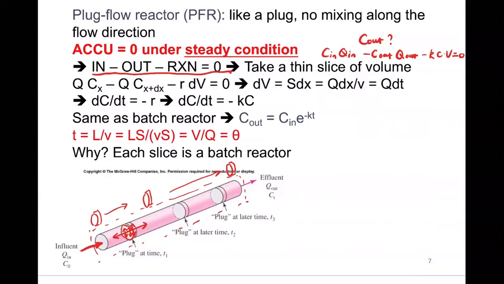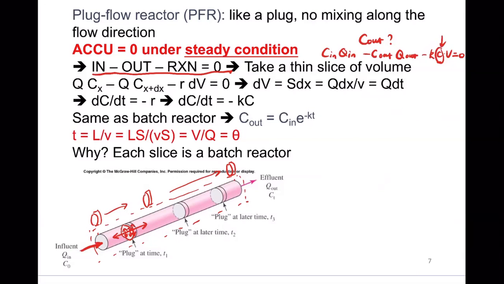It is quite similar to the CSTR, except that the C within the entire reactor is not a constant, right? We know that the concentration is going to decrease. At the beginning, the concentration is highest. At the end, the concentration is going to be the lowest. So we cannot make any assumption about this concentration here.